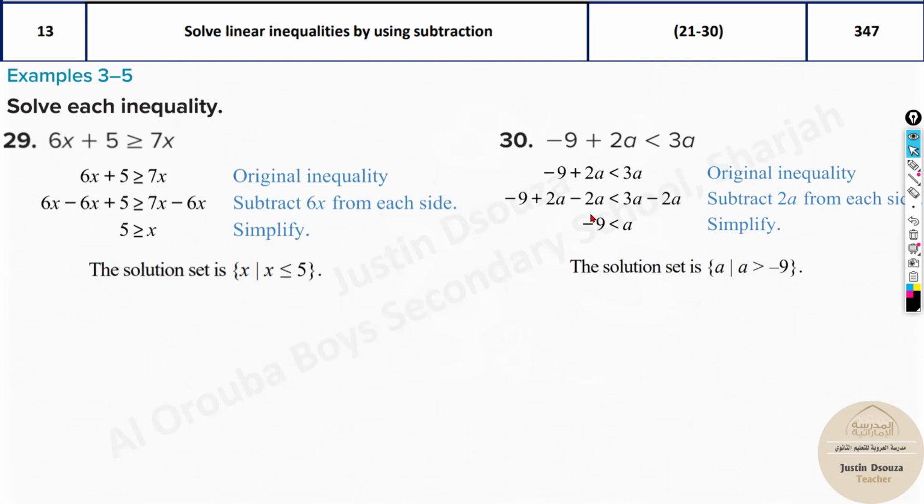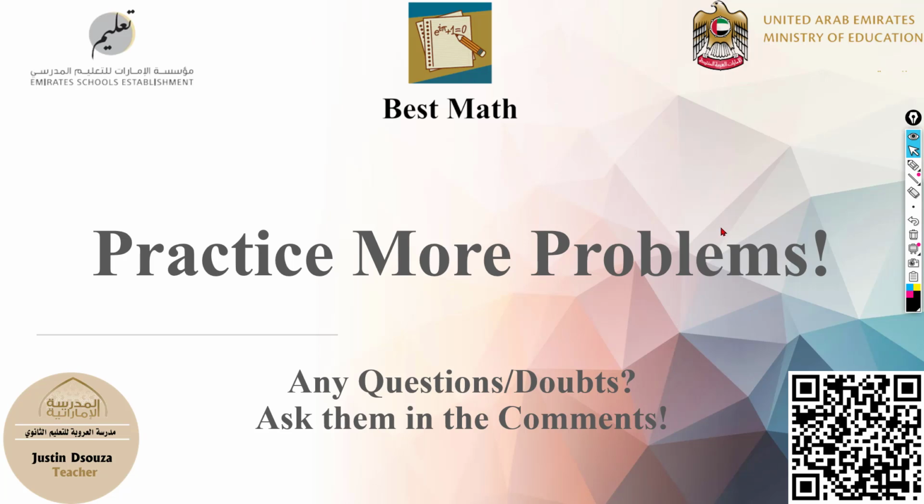And always, see over here, 30th problem and the 29th problem, the number is first and the variable is second, but flip it, like change the positions. Write a first, which is greater than negative 9. Make sure you change these positions. And that's the end of this topic.